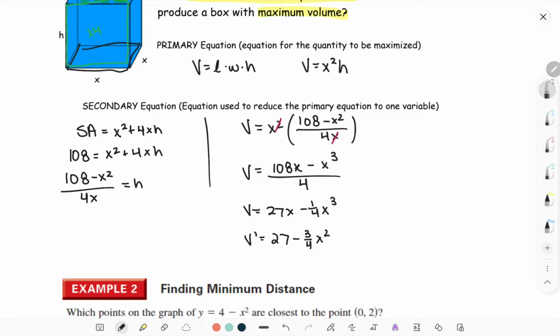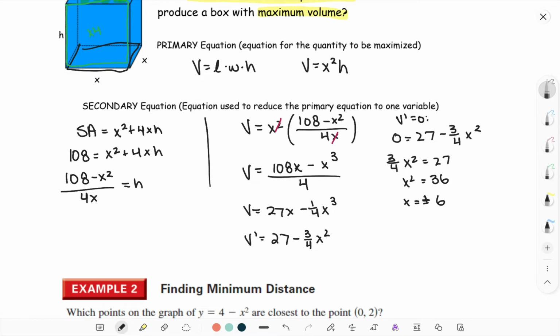Now, extreme value theorem: checking those critical points and those endpoints to find my absolute max or min. Let's find the local first. When is V prime equal to 0? What is the solution to this quadratic equation? I'm going to bring things to the other side. 3/4 x squared equals 27. X squared is 27 times 4 divided by 3, which is 36. Square root both sides, x is plus or minus 6. Those are the solutions to this equation.